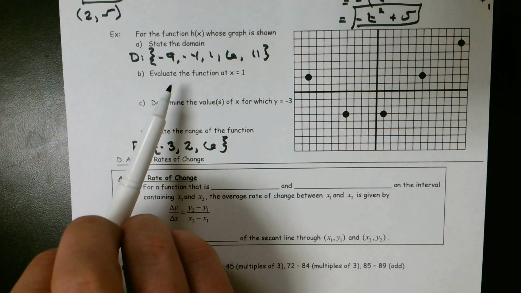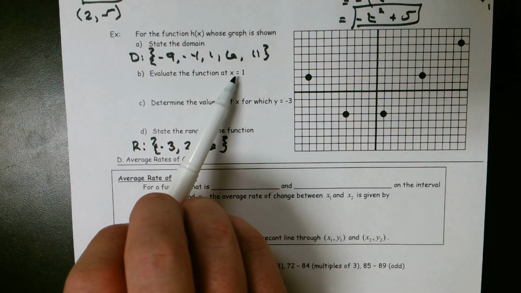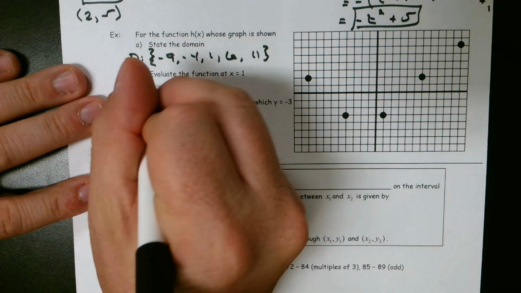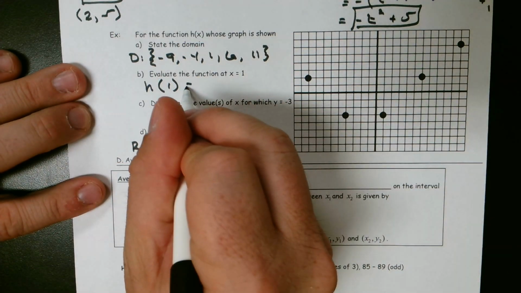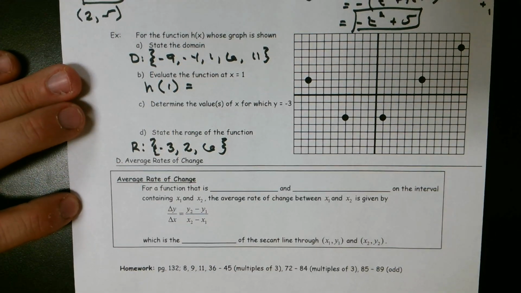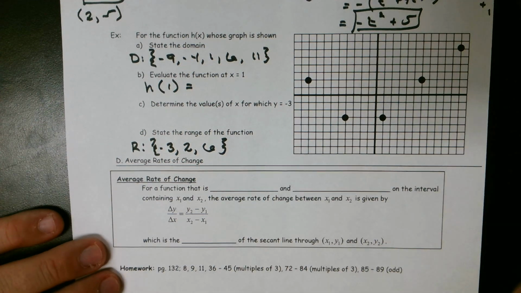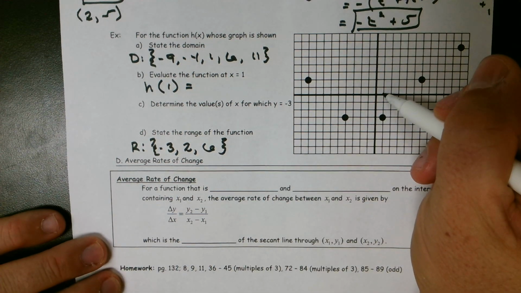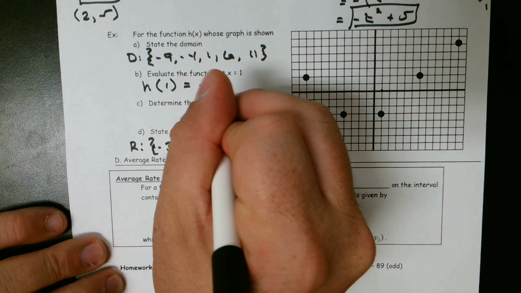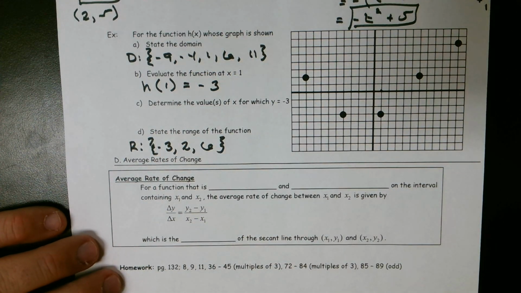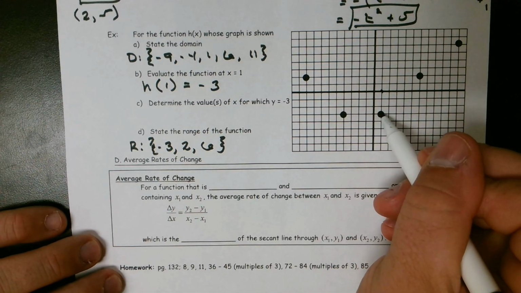Now we're being asked to evaluate this function at x equals 1. They're saying, what is h of 1? When you plug in 1, what do you get out? 1 is the input, the x. What is the output? Y. Well, if we plug in 1, we get out a y value of negative 3. Plug in 1, get out a y value of negative 3.